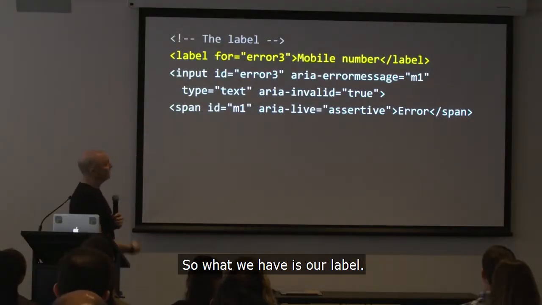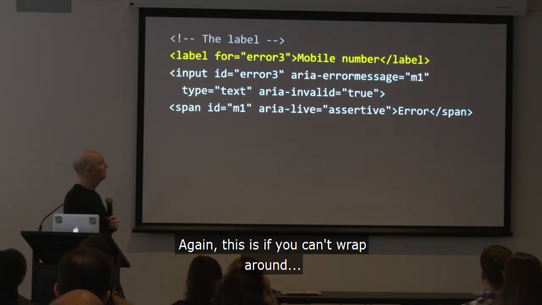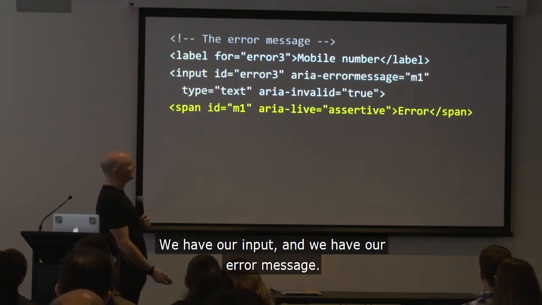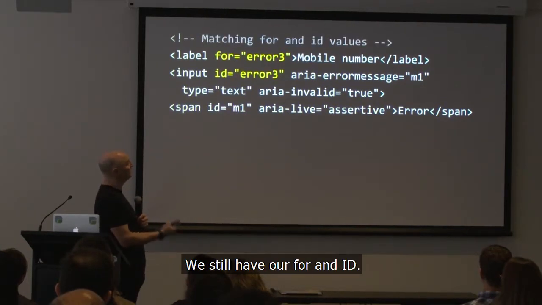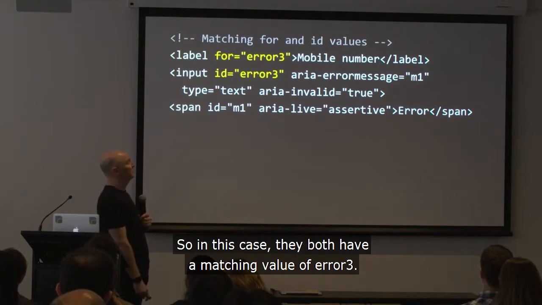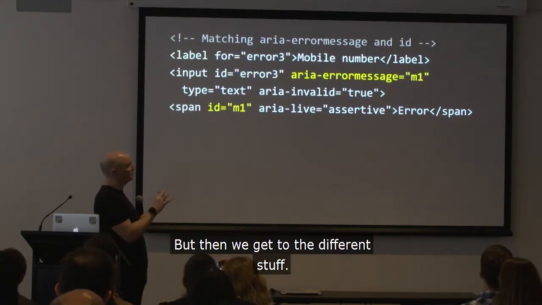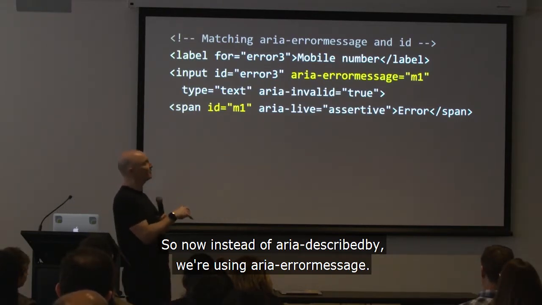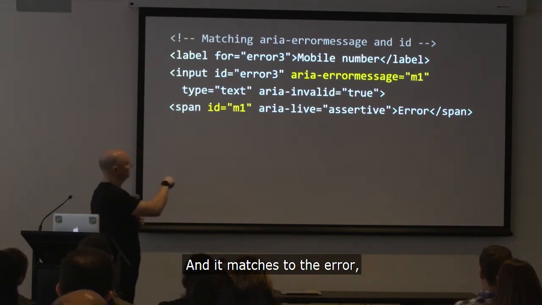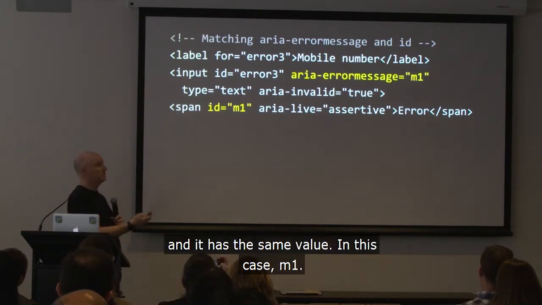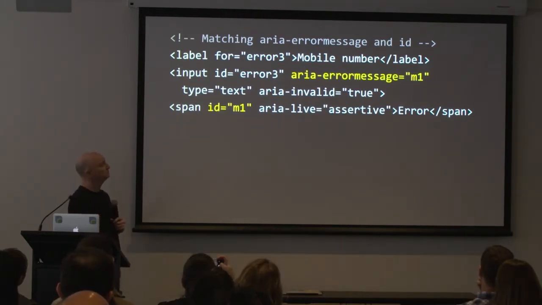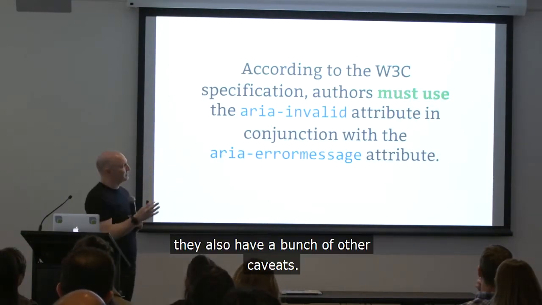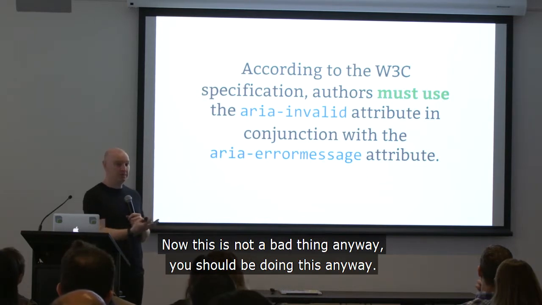So what we have is our label. Again, this is if you can't wrap around it, you can use this method. We have our label at the top, we have our input, and we have our error message. We still have our for and ID, so in this case, they both have a matching value of error3. But then we get to the different stuff. So now instead of ARIA describedby, we're using ARIA errormessage. And it matches to the error, and it has the same value, in this case m1. But with the W3C specification, they also have a bunch of other caveats. Now this is not a bad thing anyway, you should be doing this anyway.